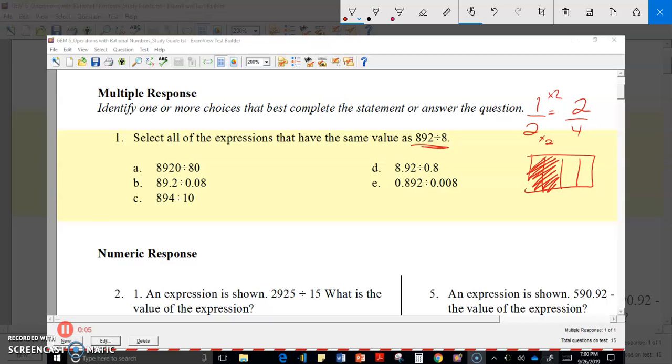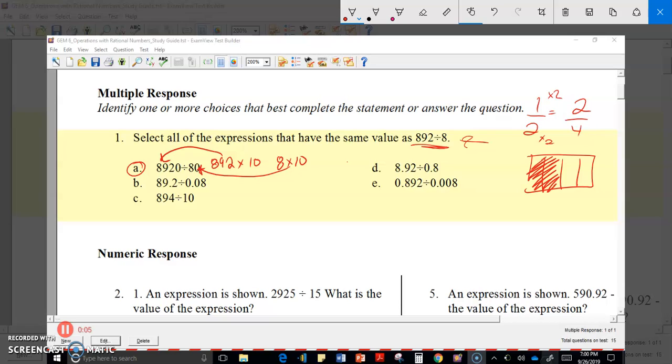Well, I can take 892 and multiply it by 10, and I could take 8 and multiply it by 10 to give me these values here. And because I multiplied each term by 10, it's going to give me an equivalent expression, the same value as this expression right here. So I'm going to go ahead and choose A.